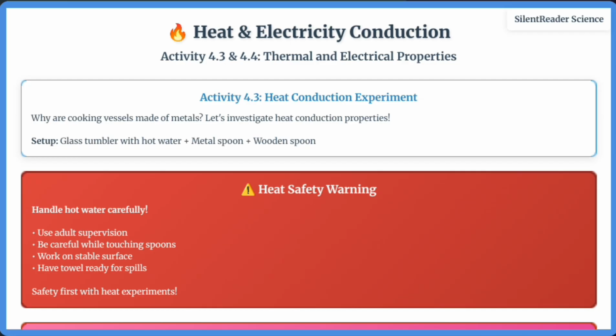In Activity 4.4, we'll test electrical conduction using a simple circuit tester. Metals like aluminium, iron, and copper allow electricity to flow and make the bulb glow, making them good conductors. Non-metals like sulfur, coal, and wood prevent electricity flow, making them poor conductors. This understanding helps explain safety features like plastic handles on tools and rubber gloves for electricians.